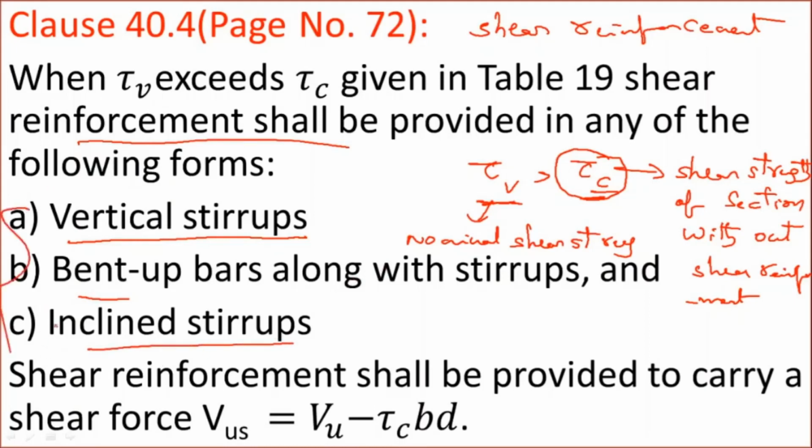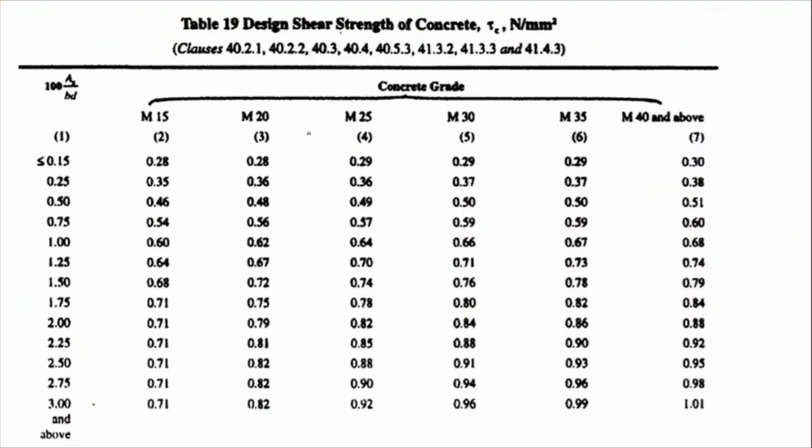Then whatever the shear reinforcement you are providing shall be provided to carry a shear force of Vus equal to Vu minus tau c bd. The actual shear force at the section is Vu, but already without the reinforcement it has some shear strength. So that shear strength into effective area will give us the shear force that can be resisted by the section without reinforcement. Now, whatever the tau c value is, it is taken from table number 19. So this tau c value depends on two parameters.